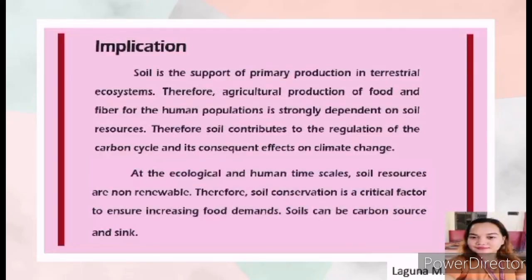Implications: soil is the support of primary production in terrestrial ecosystems. Therefore, agricultural production of food and fiber for human populations is strongly dependent on soil resources. Soil also contributes to the regulation of the carbon cycle and its consequent effects on climate change.